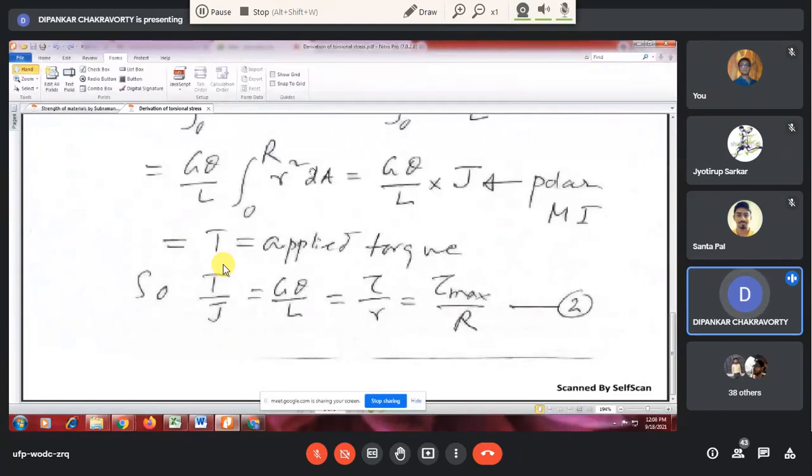So polar moment of inertia is integral 0 to R of r squared dA. So dA is 2 pi r into dr. Is it clear? dA is 2 pi r into dr. So please integrate it: 2 pi r into dr into r square, from 0 to R. Please integrate it.